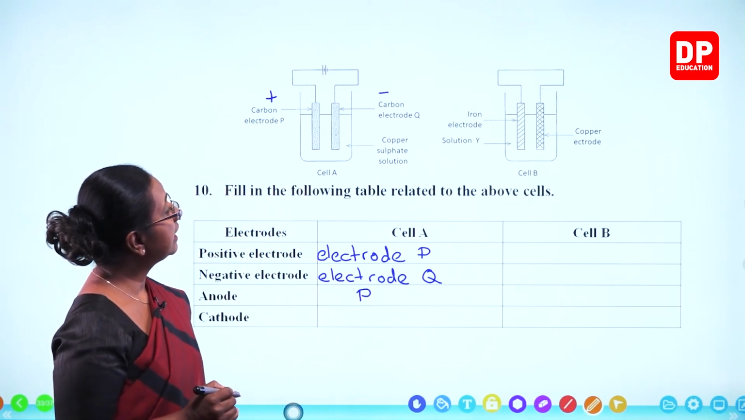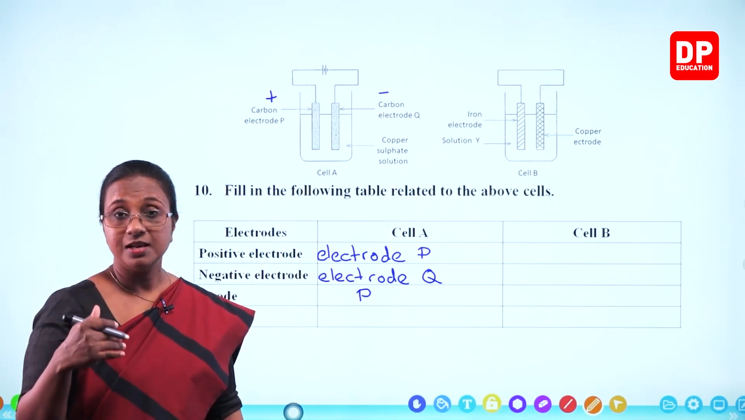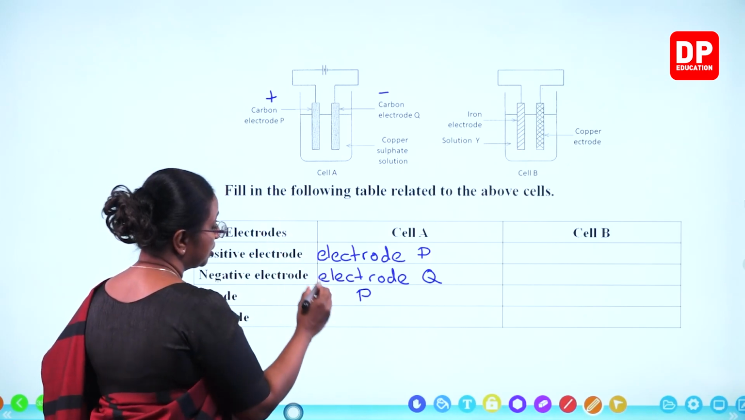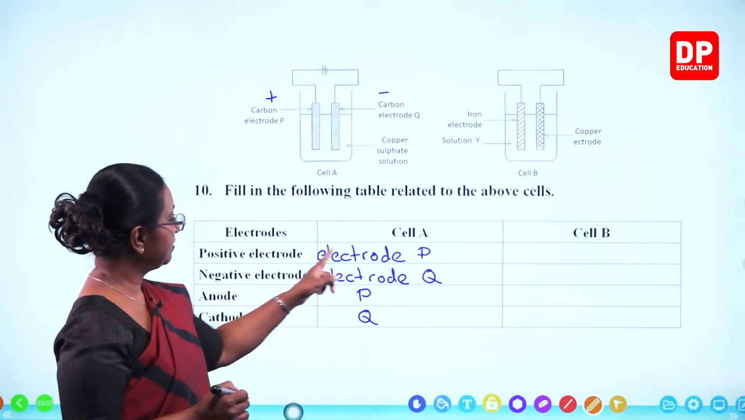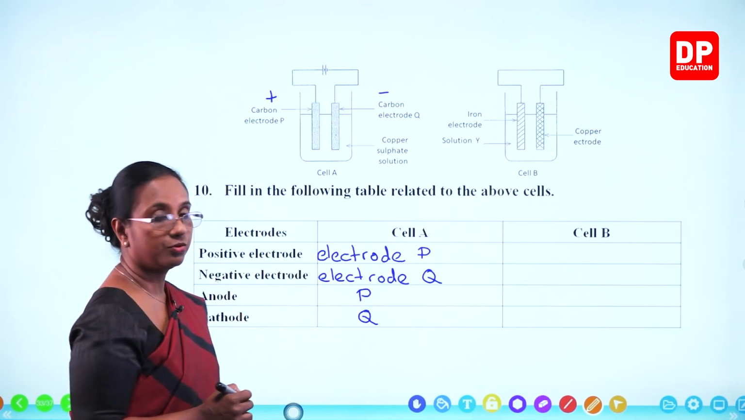So near the negative electrode, Cu2 plus ions take up electrons and deposit as copper. So that is the reduction reaction. So Q is the cathode. So positive electrode P, negative electrode Q, anode is P and cathode is Q.